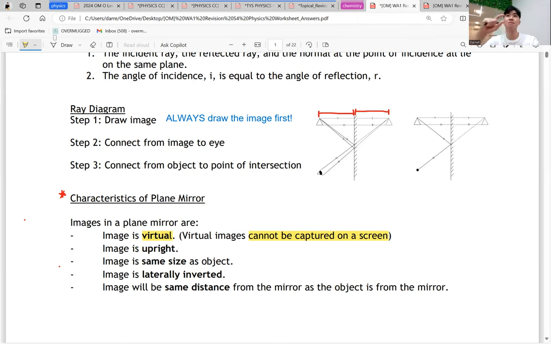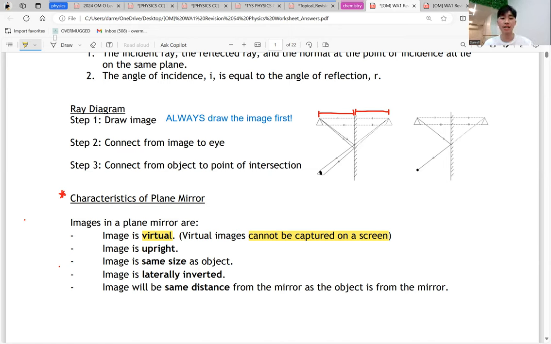If we use a similar phrasing, how do we define a real image? A real image can be captured on a screen. A virtual image cannot. So just imagine you have a mirror, and if you put a projector screen behind the mirror, you're not going to get an image. Everything in the mirror plane doesn't exist, right? It's virtual. But for an actual projector, when you shine light from the projector onto the screen, you actually capture the image. That is a real image. This will become more apparent when we cover lenses later.